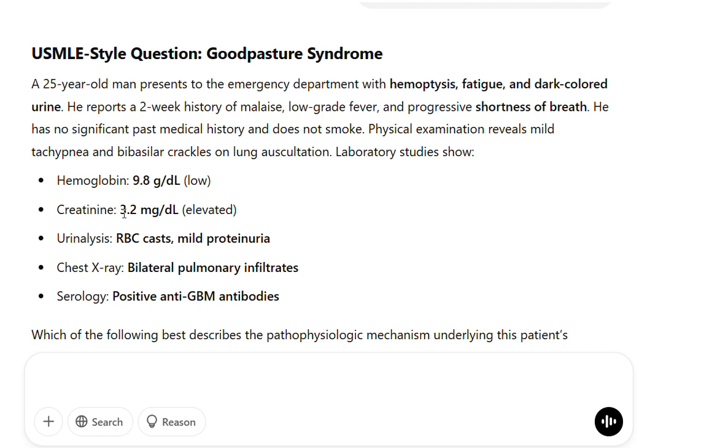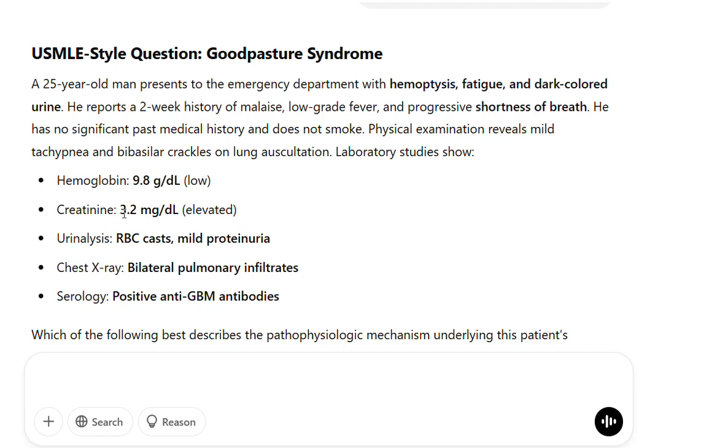USMLE style question, Goodpasture syndrome. A 25-year-old man presents to the emergency department with hemoptysis, fatigue, and dark-colored urine. He reports a 2-week history of malaise, low-grade fever, and progressive shortness of breath. He has no significant past medical history and does not smoke.